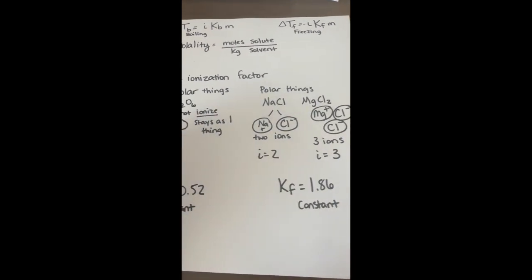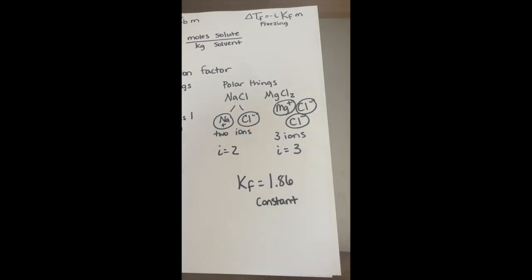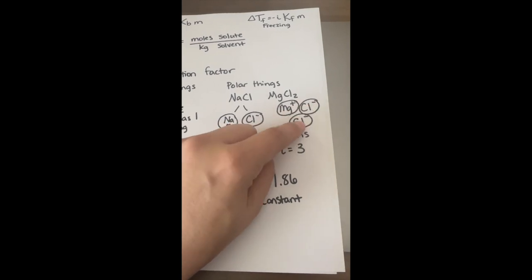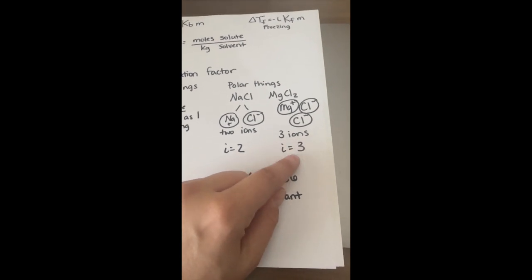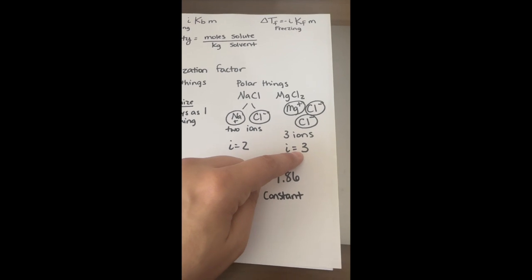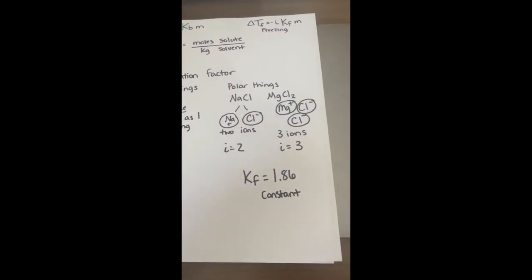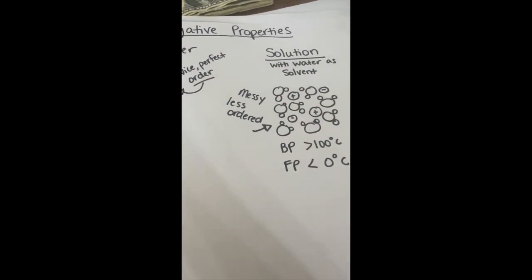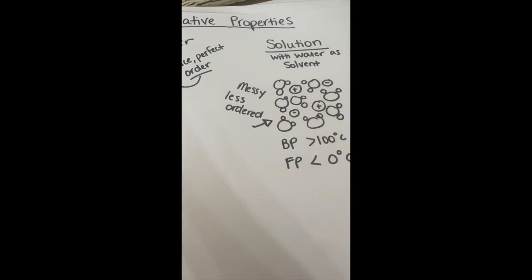This change gets even more magnified if we have a more complex compound like MgCl2, which really has 3 ions in it. So when we break it apart, we've got 1 Mg and 2 chloride ions, for a total of 1, 2, and 3. So the i for this compound would be 3. It would have the greatest impact because it's got the most stuff in there that is going to affect this particulate interaction between our individual atoms and molecules when they're in this solution.